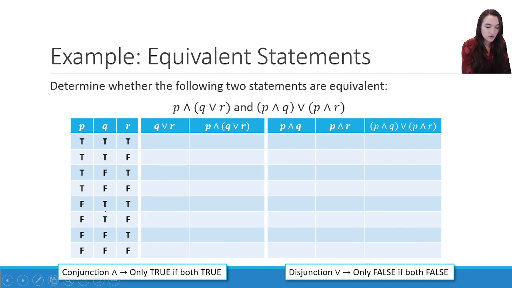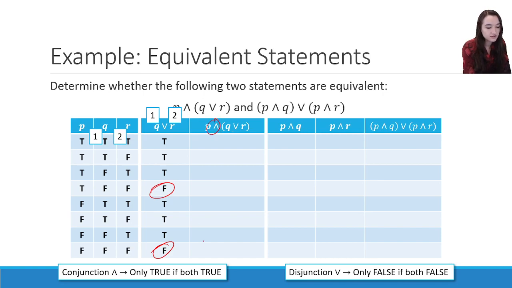So we start with Q or R because that's our parenthetical, and there's no direct negation. So Q or R, we are looking at these 2 columns, and the or statement is only false if both are false. So where are both false? That's happening here and here. So we get our 2 false rows right here and right here.